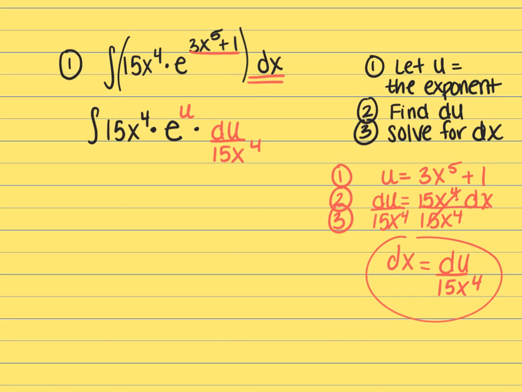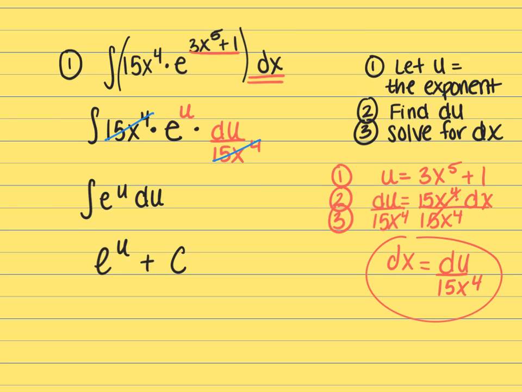Now, before we can integrate, we have to get rid of these x's that we see here, right? We can't integrate, this has a u, this has a u. We have to get rid of these x's. So it looks like they actually divide out nicely. This 15x to the fourth and that 15x to the fourth divide. So we want to integrate e to the u du. And you should be remembering that the integral of e to the u is just e to the u. So e to the u plus c is my final answer.